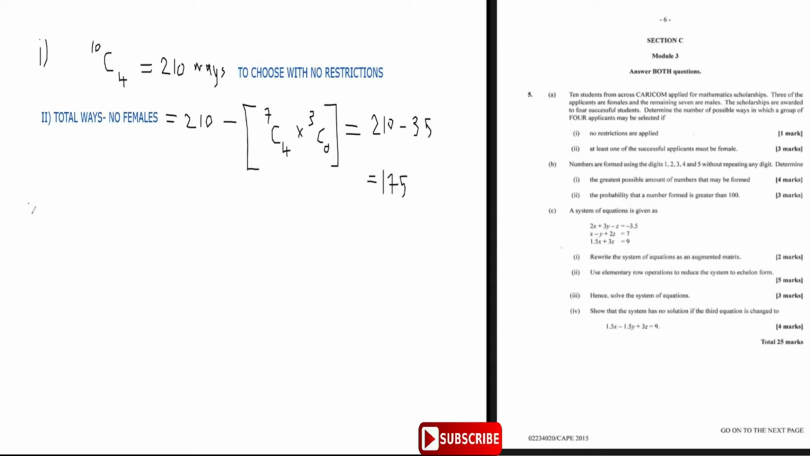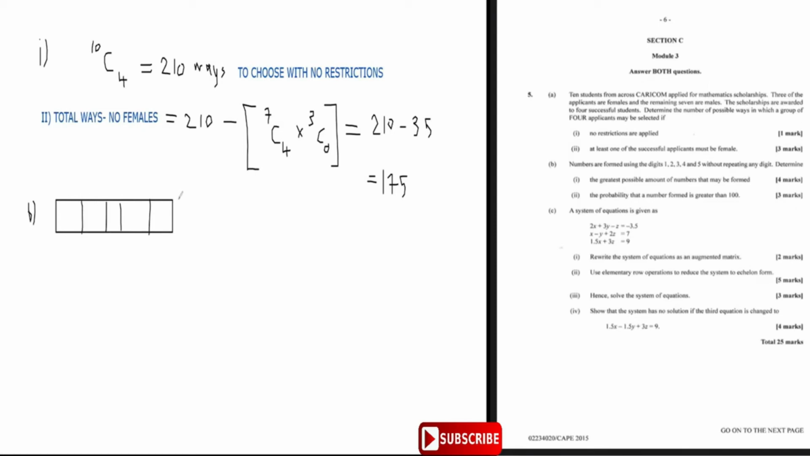Part B says, numbers formed using the digits 1, 2, 3, 4, and 5 without repeating any digit. Determine the greatest possible amount of numbers that may be formed. And so let's go to this box right here. I like to draw a box and then cut it up based on the amount of things they want. So 1, 2, 3, 4, 5. 5 boxes for each digit.